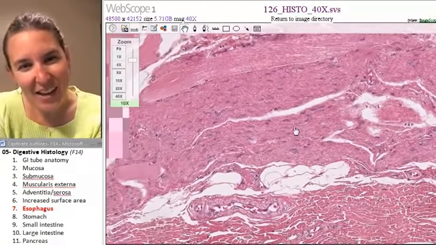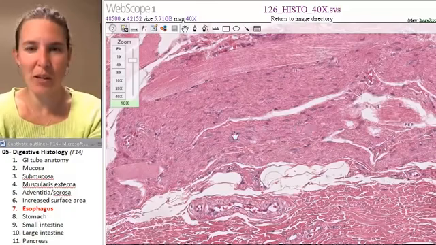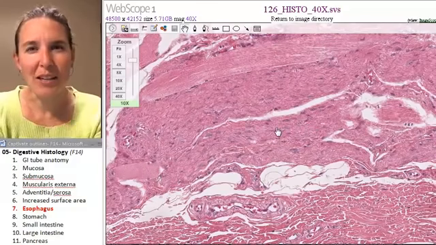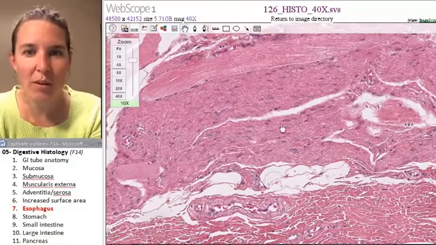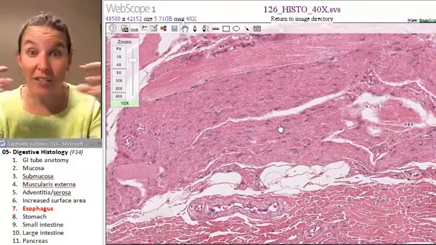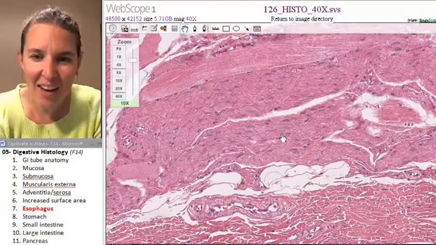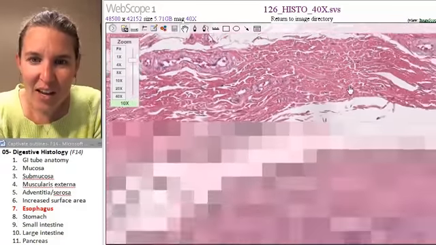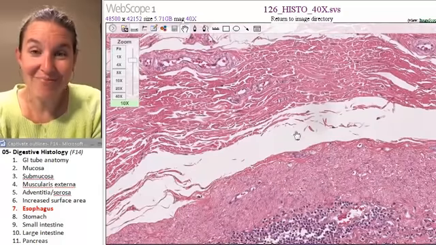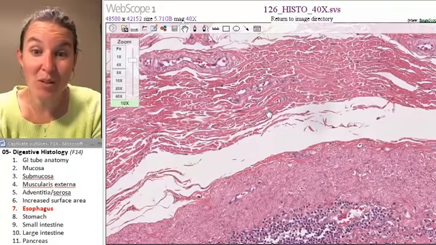Look at that. It looks smooth to me. It looks smooth and like my nuclei are kind of elongated. Doesn't it look like that? And check this out. Doesn't that look like a mess? That's your submucosa right there.